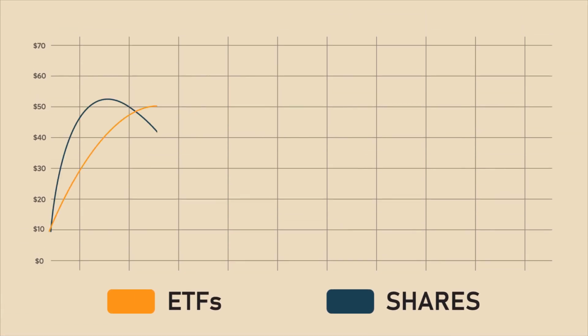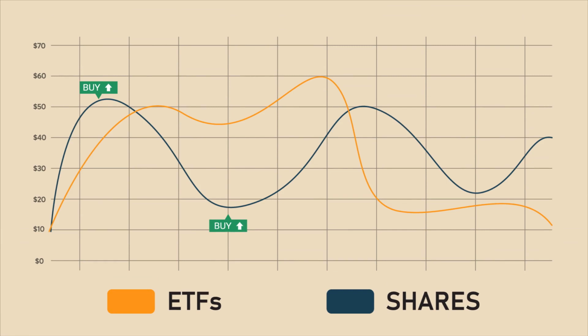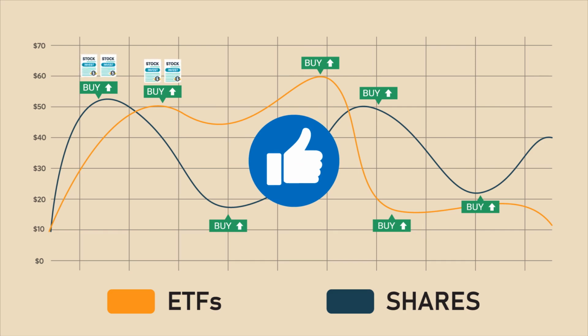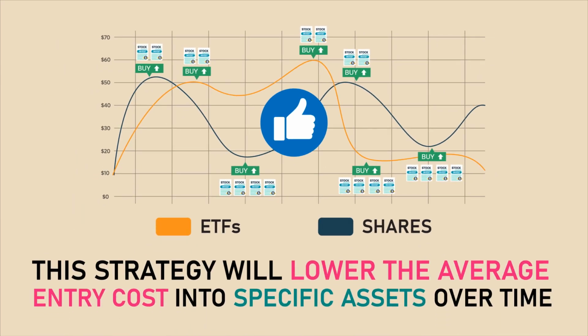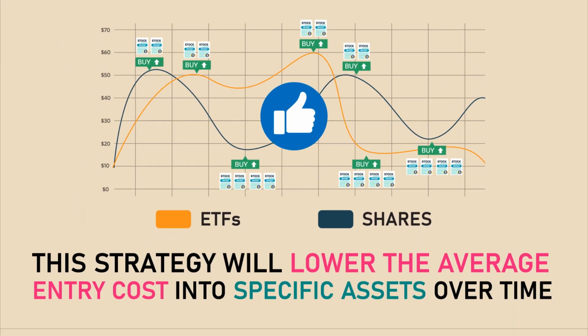The price of ETFs and shares will fluctuate as markets rise and fall, which means the investments you have will have been purchased at different prices because they were bought at different times. This is a good thing because when prices are up, you'll buy fewer of them. When they're down, you'll buy more. Overall, this strategy will lower the average entry cost into specific assets over time.